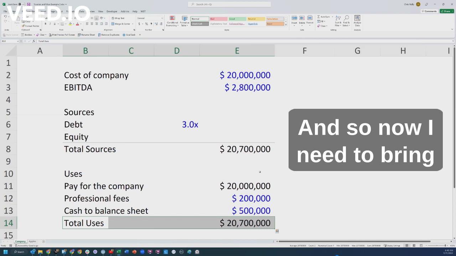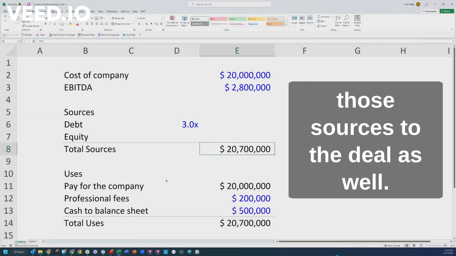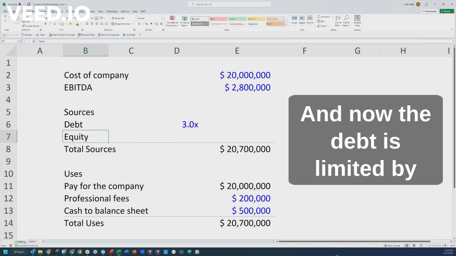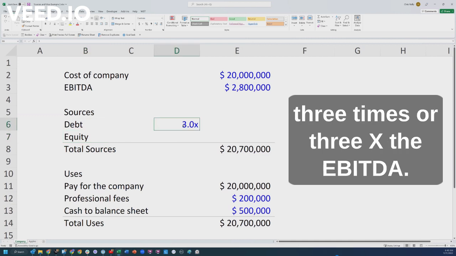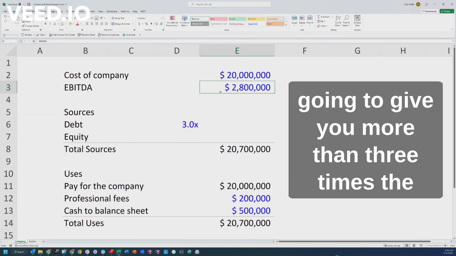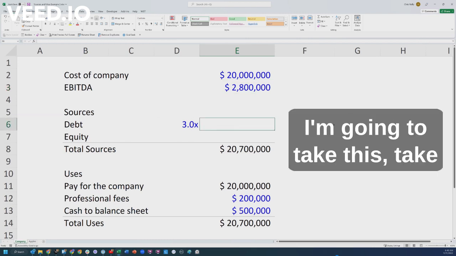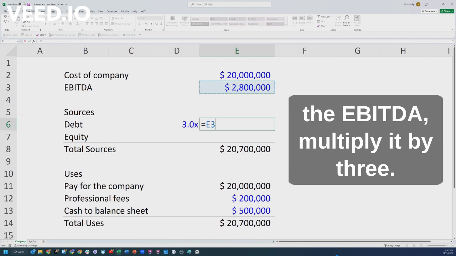And so now I need to bring those sources to the deal as well. And the way I'm going to do that is with the debt and the equity. And now the debt is limited by 3 times or 3x the EBITDA. So a lender is going to say, I'm not going to give you more than 3 times the estimate of the EBITDA in terms of proceeds. So I'm going to take the EBITDA, multiply it by 3.